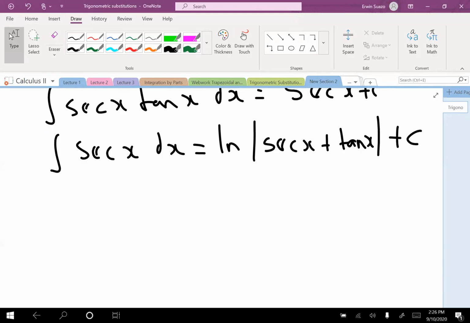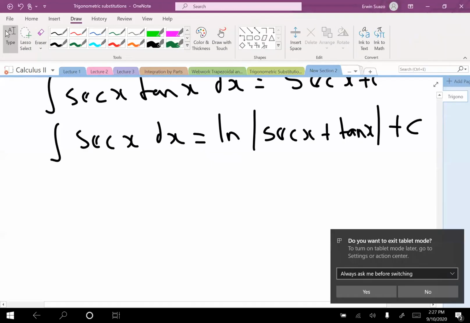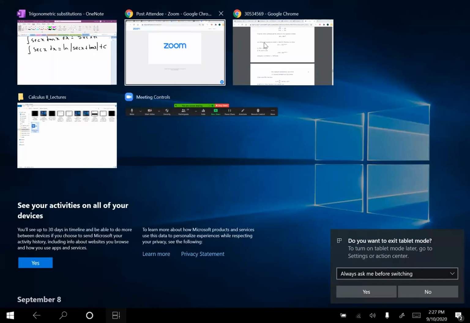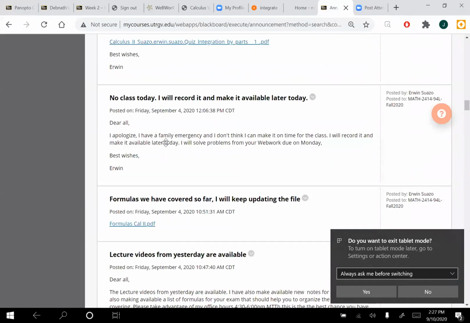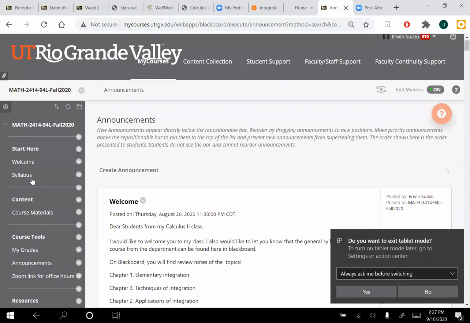Okay, so let's start solving our first integral. I got this one from WebWork. Let's start from soft to hard, okay? Let me show you here in WebWork which problem I'm going to do.